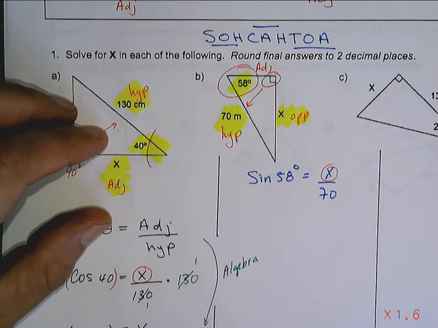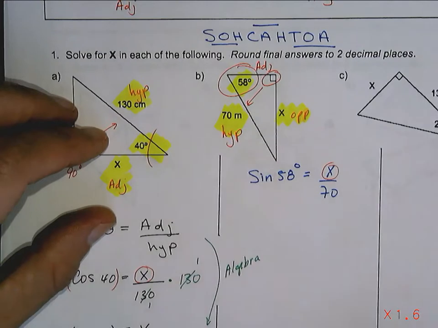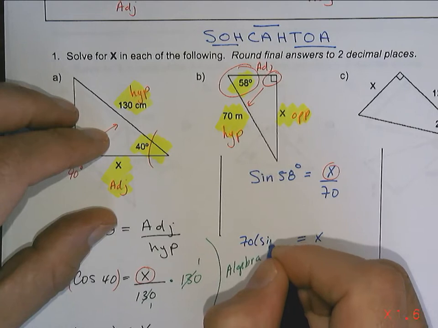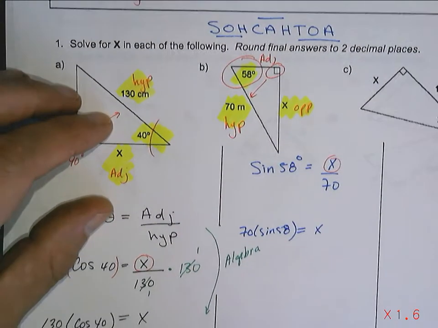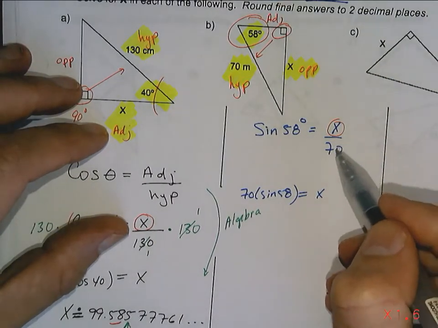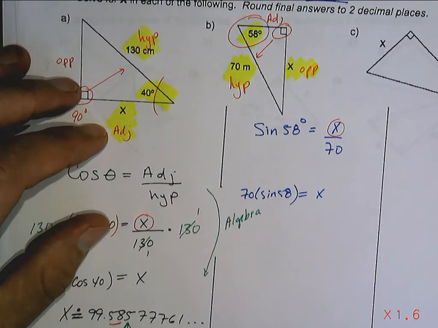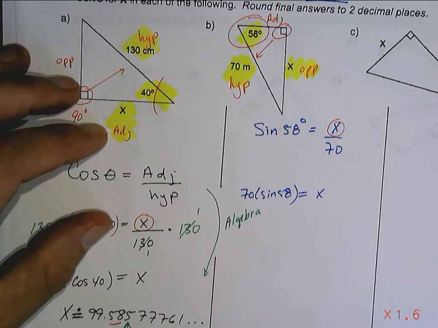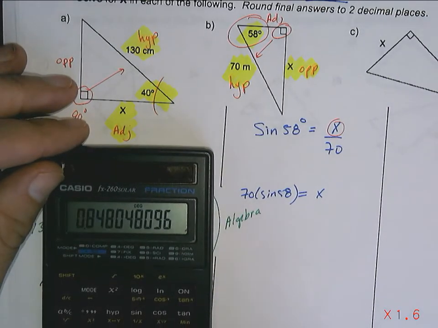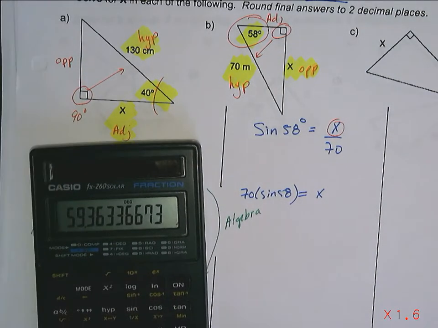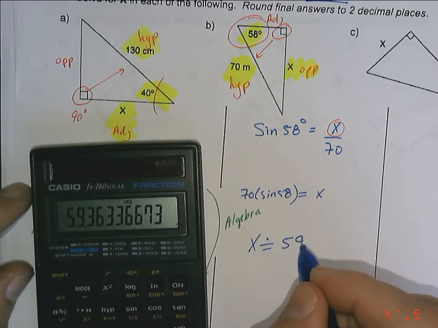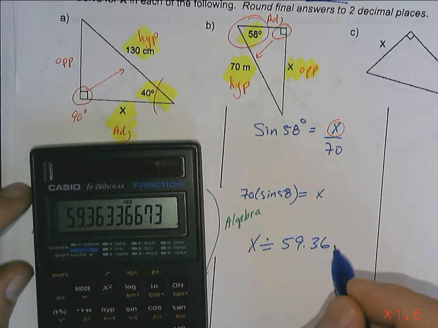Multiplication. So we're going to multiply both sides by 70, right? So if I multiply both sides by 70, I'm going to get sine 58 times 70. And what happened to this 70 over here was that it reduced with the one on the bottom, and that's why we did it. The whole purpose was to get rid of that 70 on the bottom. So now using my calculator, 58 sine times 70, and we get an answer of x equals approximately 59.36 meters.